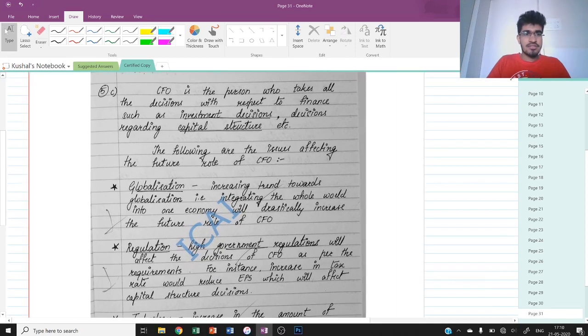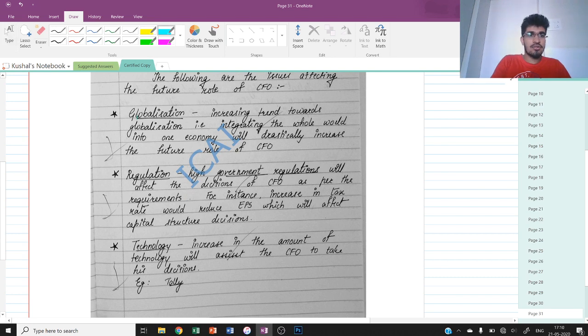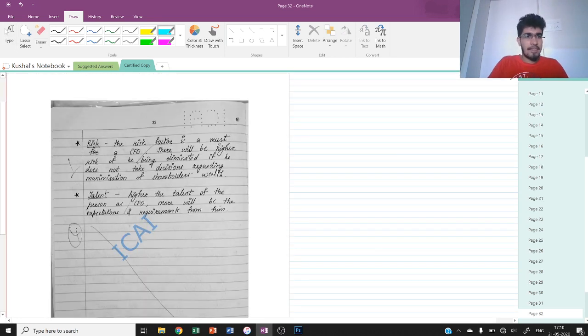Then what are the issues affecting the future role of CFO? First, define who is a CFO. He takes major decisions such as investment, dividend, and capital structure decisions. The issues which are affecting the future role are globalization, regulation, technology, and risk and talent. These are the main points.